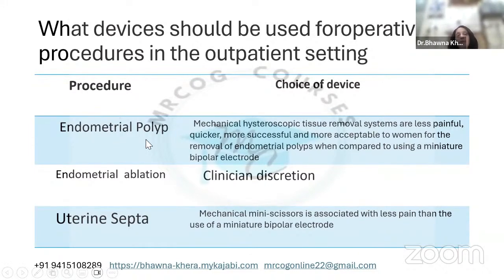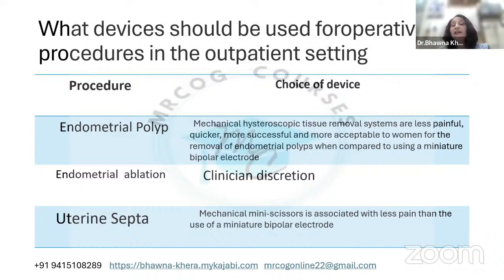For an endometrial polyp, it is recommended that we use mechanical hysteroscopic tissue removal systems compared to the bipolar or electrocautery devices. Mechanical hysteroscopic tissue removal systems like the shavers are less painful, quicker, more successful and more acceptable to the woman for the removal of endometrial polyps when compared to using a miniature bipolar electrode. So instead of electrosurgery, we are preferring the mechanical tissue removal systems.